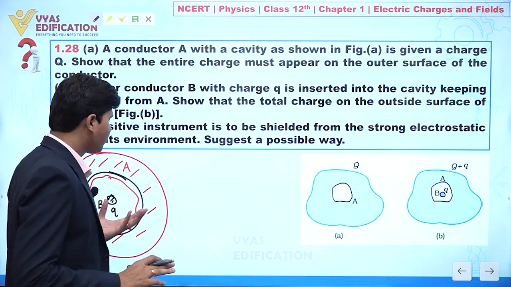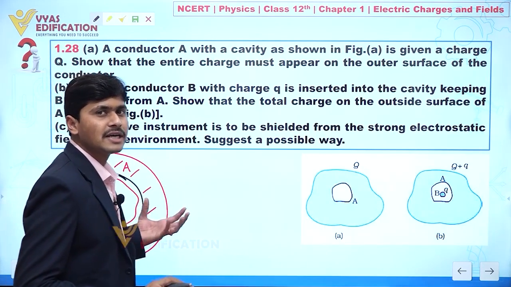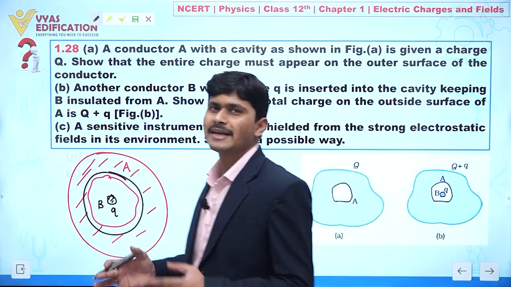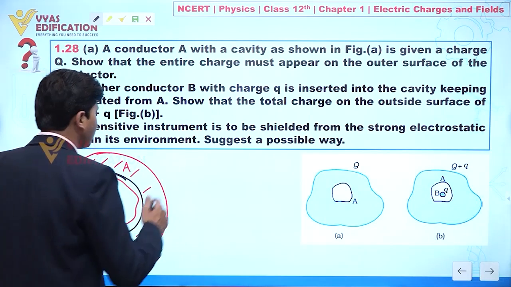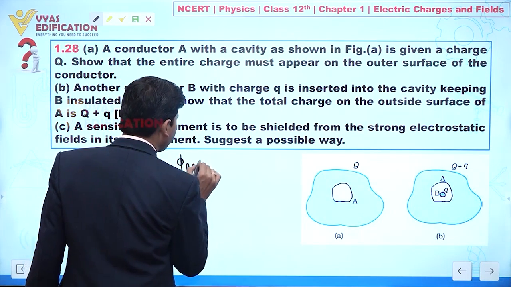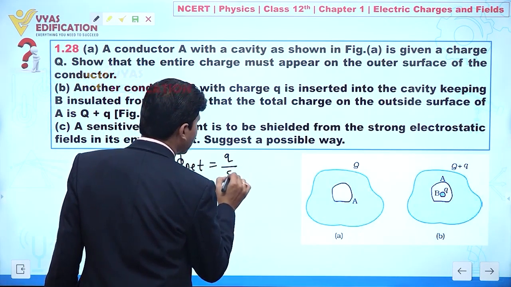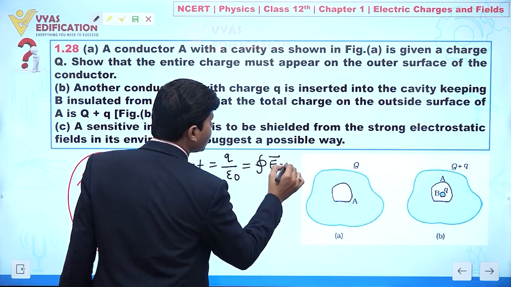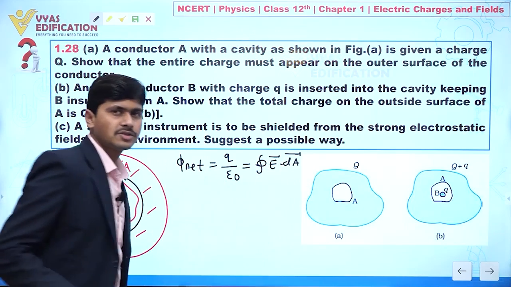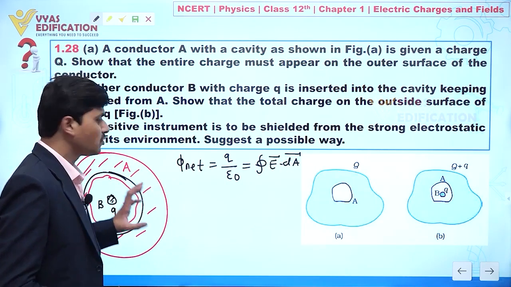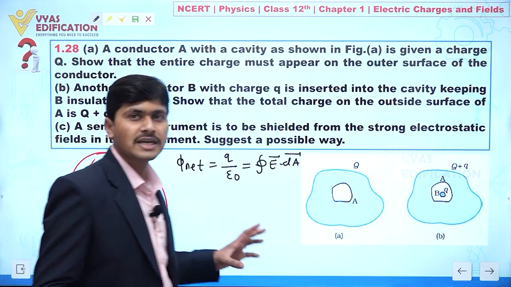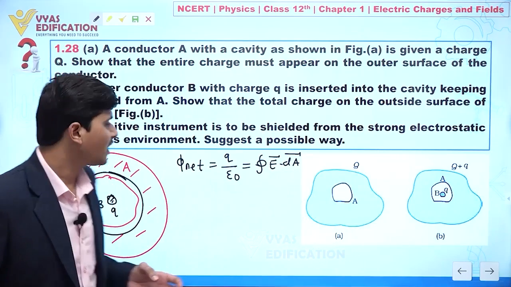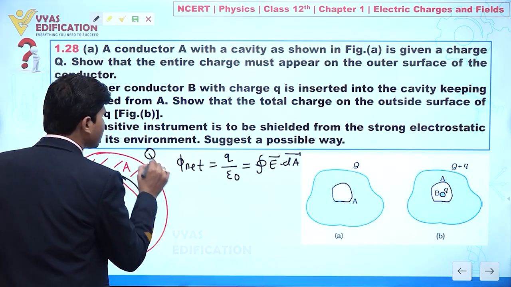Now I can say definitely, because inside this Gaussian surface we have a charge, we will find here net electric field. Clear? So we can write like this: phi net should be equal to Q by epsilon naught, which should be equal to the integral of E dot dA. Yes or no? Now our objective here is to find what is the total charge present on the outer surface of conductor A. Clear?